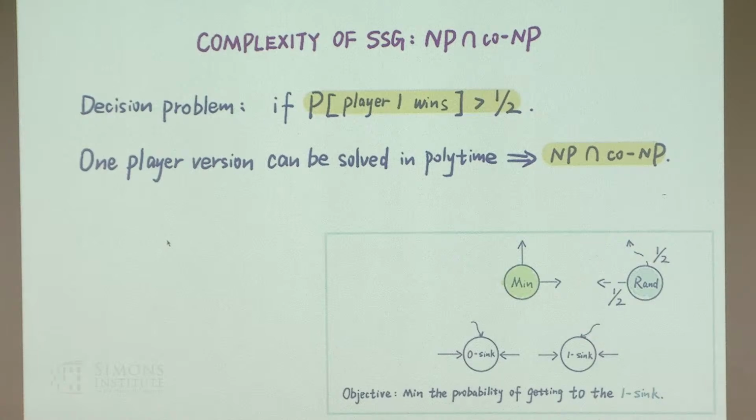The complexity of simple stochastic games is a long-standing open problem. Currently, we only know that it's in the intersection of NP and co-NP, and that's just because the one-player version of this game can be solved in polynomial time. By one player, I just mean, let's say, the graph only has mean nodes and random nodes, but no node is controlled by the max player.